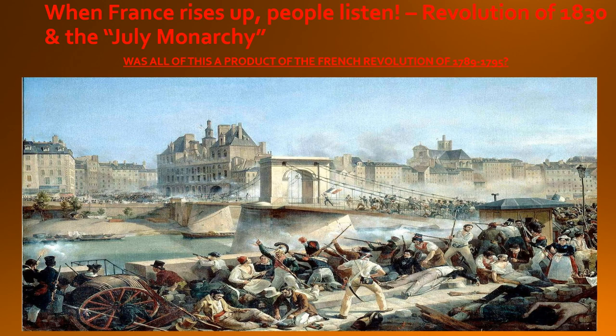And I ask, was all of this a product of the French Revolution of 1789 and 1795? In part. I mean, there were certainly lots of different reasons from revolution to revolution in France why the revolution happens, but nonetheless, there was chronic instability in French politics, and really I think in French political culture and French political thought from 1789 on.